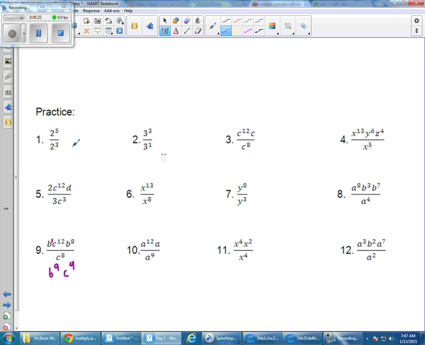Okay, here's the rest of your answers here. This one subtracts. This is going to be 2 squared. 5 minus 3. This one is going to be 3 squared. So here I want to multiply them together. I want to get this to be c to the 13th over c to the 8th. That's going to simplify to be c to the 5th.